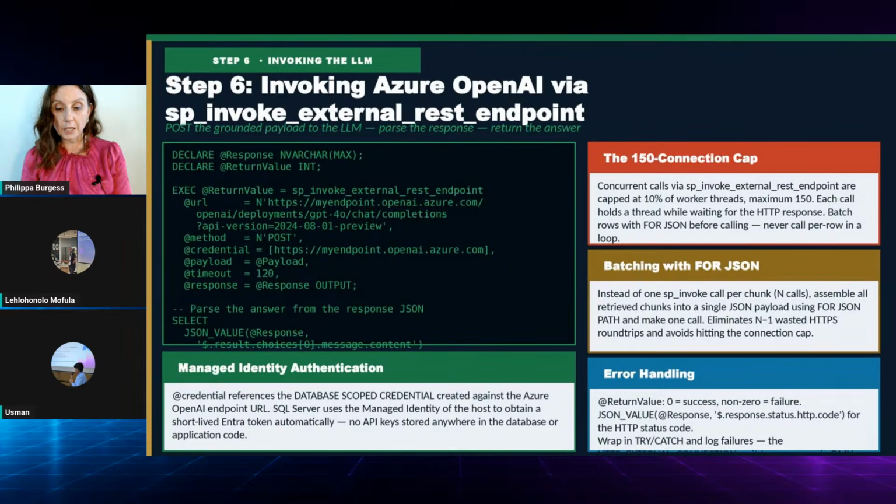And so error handling here is: the return value 0 equals success, non-zero equals failure. So yeah, 0 success, non-zero failure. The JSON value is @response, and then $.response.status.http.code for the HTTP status code. Wrap in try, catch, and log failures.